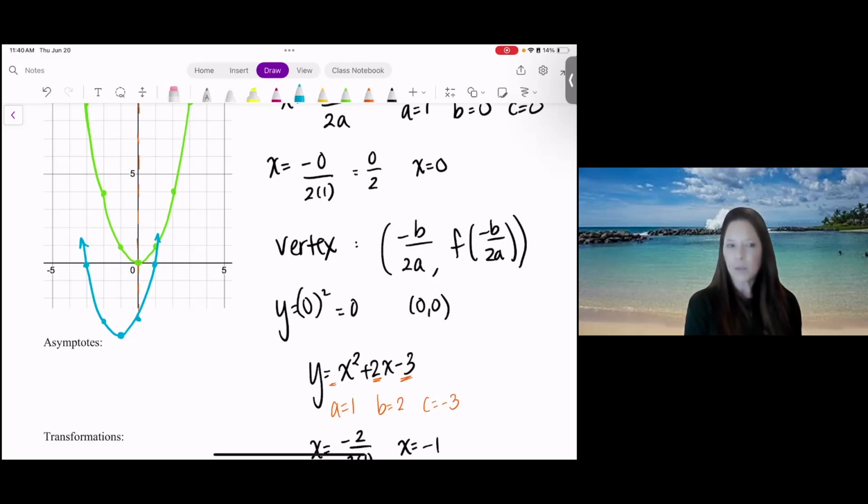Are there any asymptotes? Are there any values that your graph is approaching but never touches? It takes on the minimum or the maximum value, so it's going to take on that lowest value. And then in terms of x, I can plug in any x. All real numbers work. So there are no asymptotes in a quadratic function.